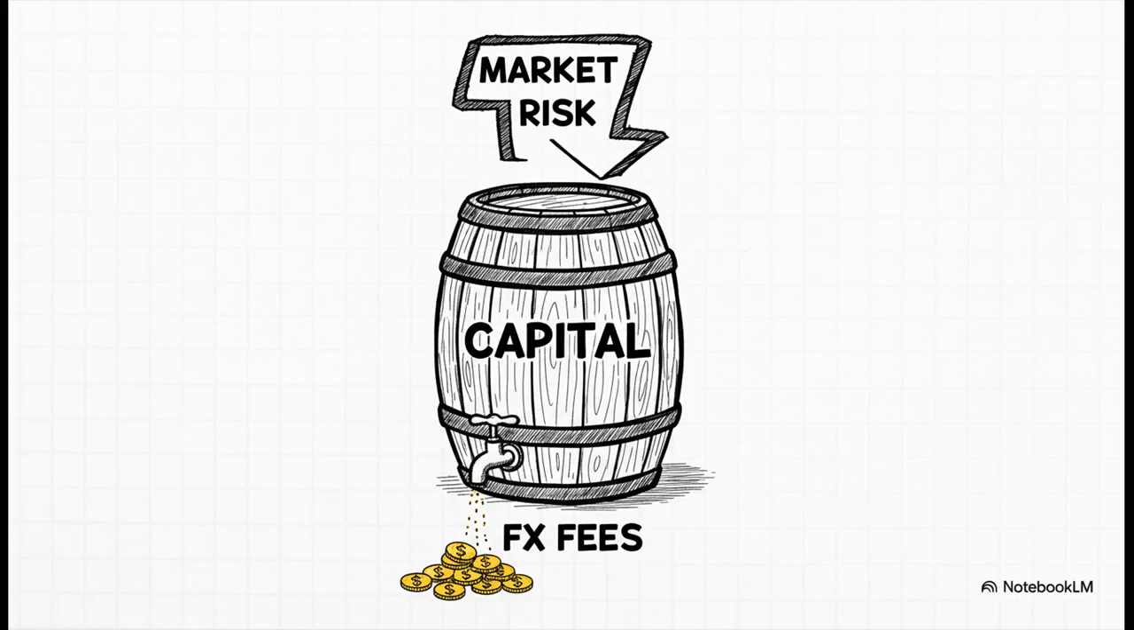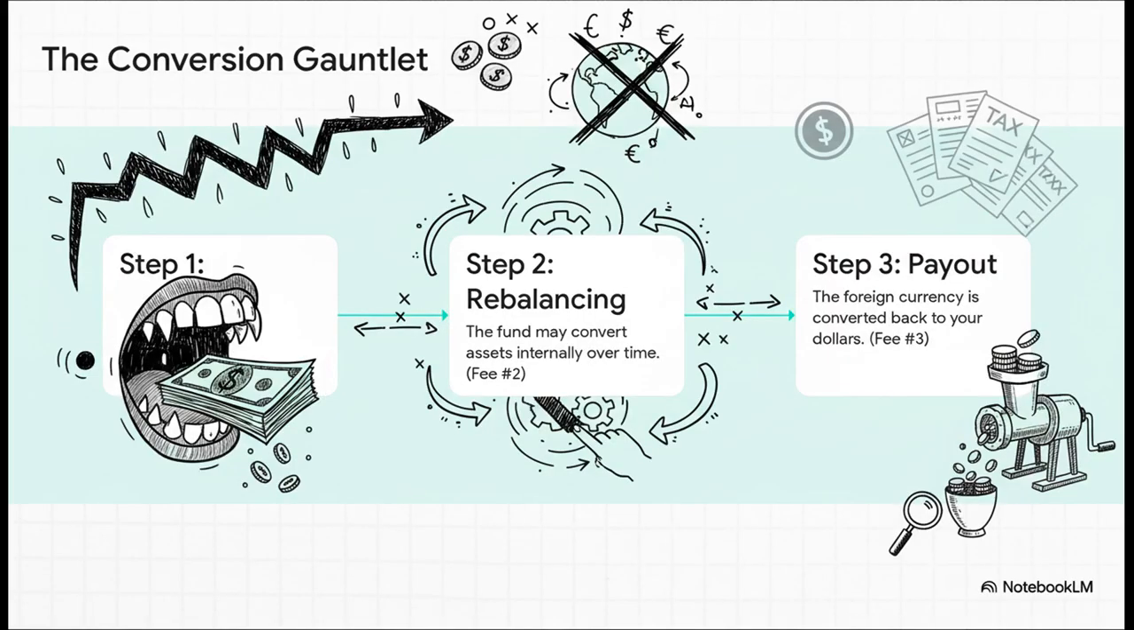And it doesn't matter if your investment is performing well or not. And what's really wild here is that it's not just one fee. Your money can get hit multiple times. It's like a gauntlet. First, there's a fee when you buy in. Then, potentially another fee if the fund rebalances its assets internally. And finally, a third fee when you get your payout. At each step, another little slice gets taken out.